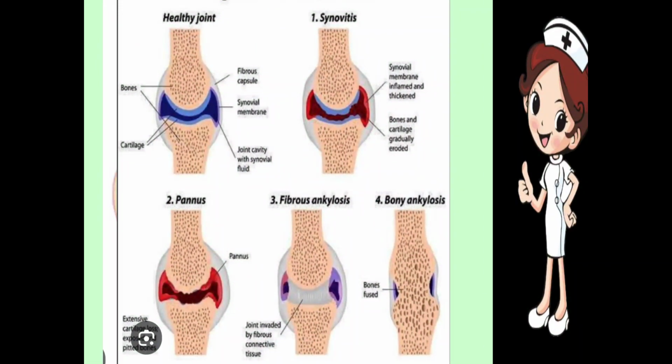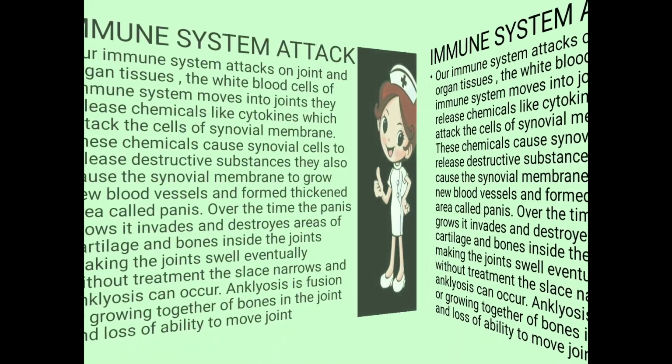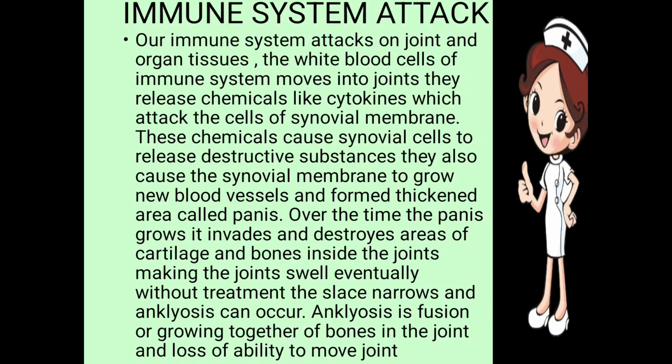If you can see here, this is shown. This one is the healthy joint. Here the attack of the cytokines takes place, and you can see the red colored part, which is the pannus. They have grown new blood vessels and formed a thickened area which is called a pannus. So the pannus is formed there, which is of a red color.